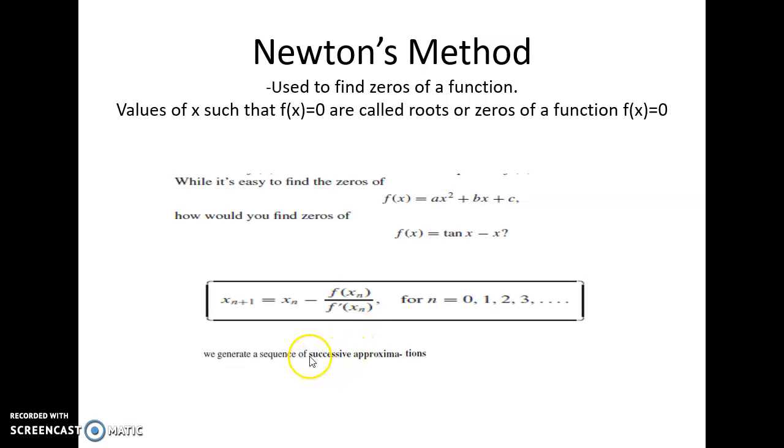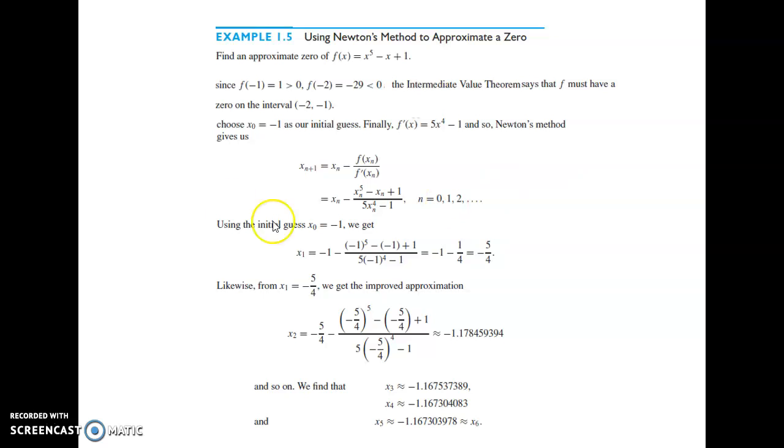That's why it is known as successive approximation. So using this Newton's formula, we will be finding the successive approximation for the function f(x) = 0, and this successive approximation is for the roots or the zeros of the function. Let's see an example. Find the approximate zero of this fifth degree equation. Of course, there are 5 roots here and we will be finding one of them.